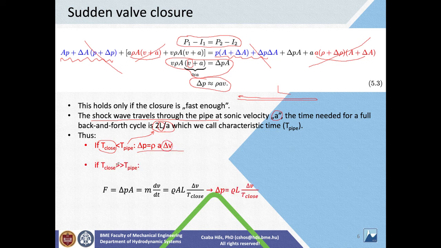If the closure time is much larger than the characteristic time, then you simply use Newton's second law of motion. So you simply need that I have this fluid column of length L, cross-section A, and density rho. So this is the mass of the fluid inside the pipe, and the acceleration or deceleration is approximately delta V over T close. And this results in a force delta P times A. So this is the second formula which you use for slow closing.